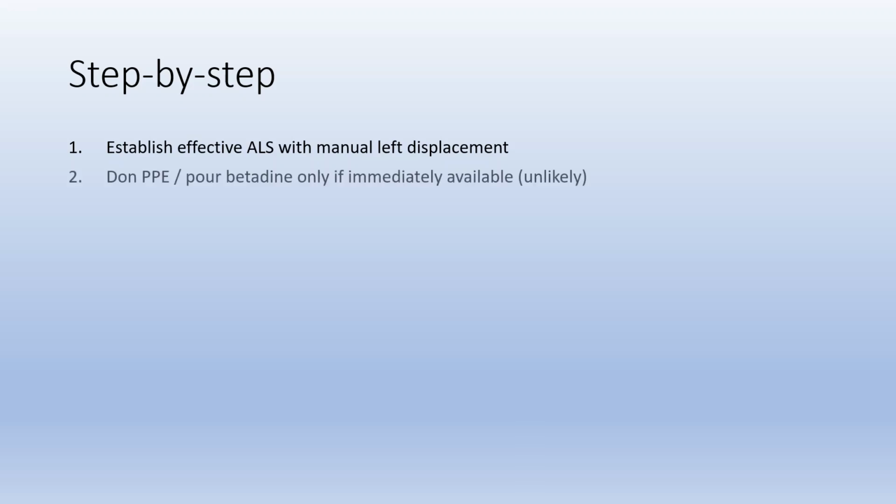In terms of performing the procedure, I want to make it as simple as possible. Reading most of the published literature on the topic, it's generally reported in 15 to 20 steps, and we want to make it here as simple as possible so that it's most easily remembered. The steps we've got here are to establish effective advanced life support with continued manual left uterine displacement, and this should continue until you get knife to skin. It's important that you wear PPE for yourself if possible, and then only undertake asepsis such as pouring betadine if it's immediately available, and I accept this is probably unlikely to be the case.